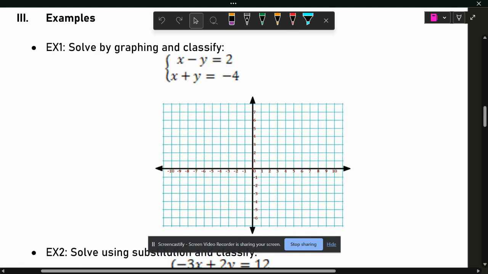Example one, try it on your own. See if you can do it. Go ahead and graph and classify. While you do it at your seat, I'm just going to do it up here silently. And those of you that are watching the video, this is the perfect time to pause and try it on your own.